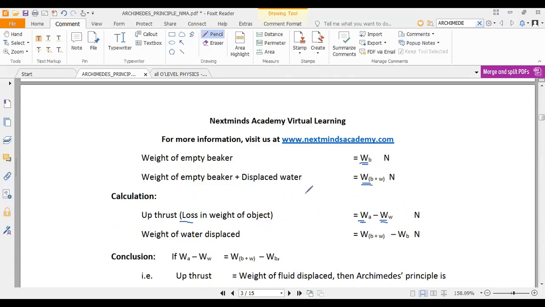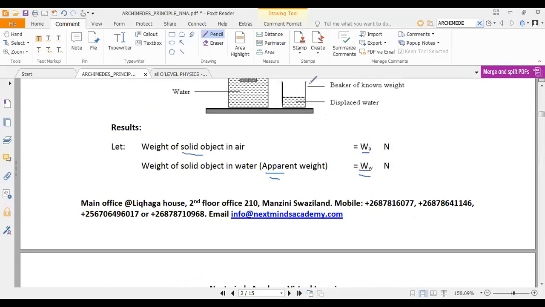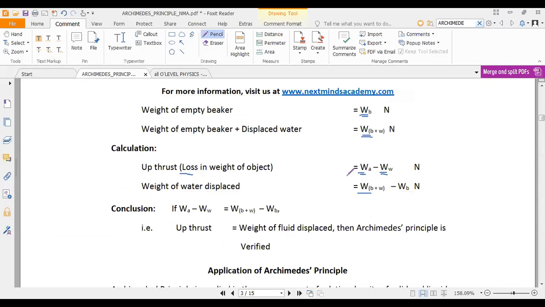So when we weigh the water that is displaced, this will be got by getting the weight of the beaker plus water minus the weight of the beaker. This is the water that was collected here. So if we take its weight, we shall get an answer as this. So if you compare these two answers here, you realize that the two will be equivalent.